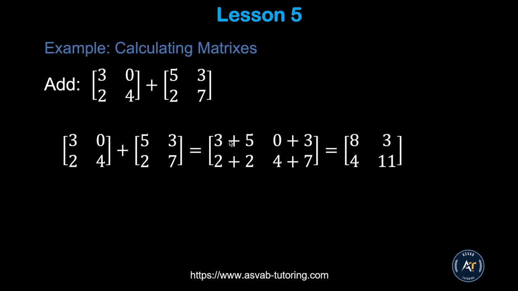So now we'll learn how to do matrices. So these are two matrices, and you could add them up. So 3 with 5. You have to add the items in the same positions, okay? So 3 with 5, 0 with 3, 2 with 2, 4 with 7. That gives you 3 plus 5 is 8, 0 plus 3 is 3, 2 plus 2 is 4, 7 plus 4 is 11. This question is recently coming in the test, so make sure that you practice.